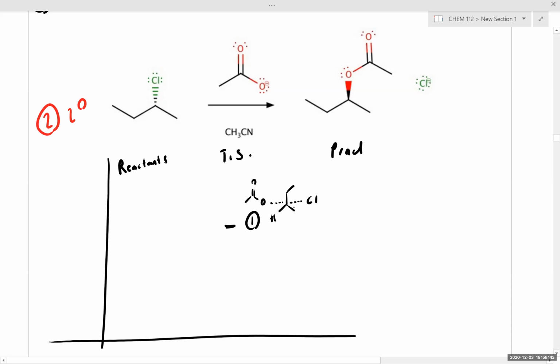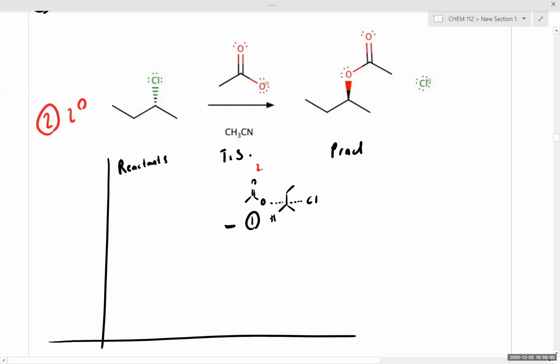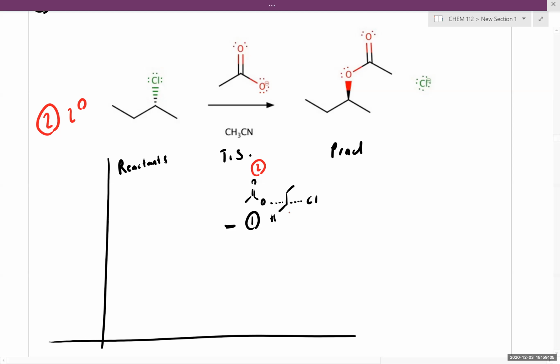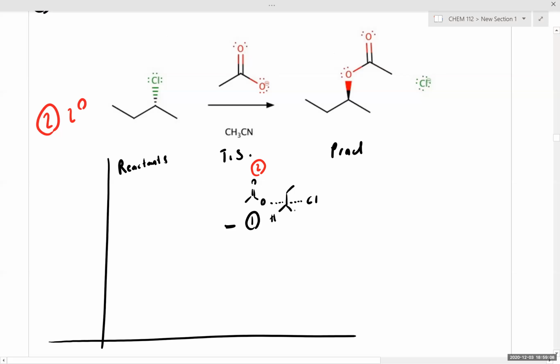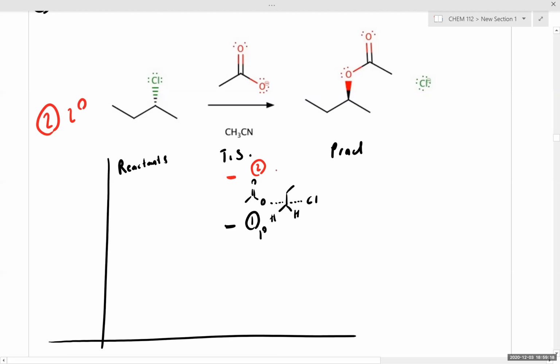Does everyone remember this transition state, where we're forming a bond with our nucleophile and breaking a bond with our leaving group? Does this transition state look familiar to everyone? Okay, perfect. So pathway 1 is our primary substrate, and we'd expect the transition state for pathway 1 to be lower in energy than the transition state energy for pathway 2.